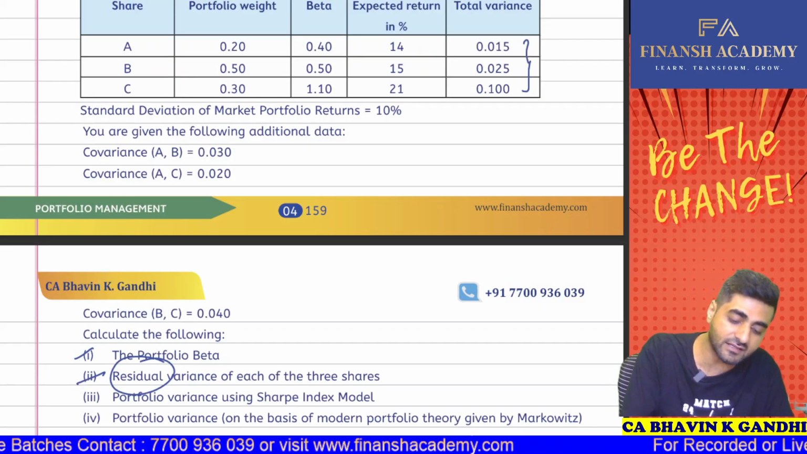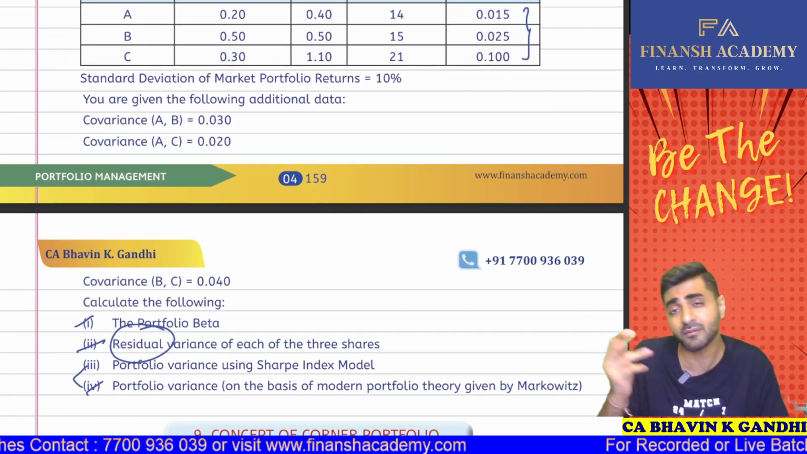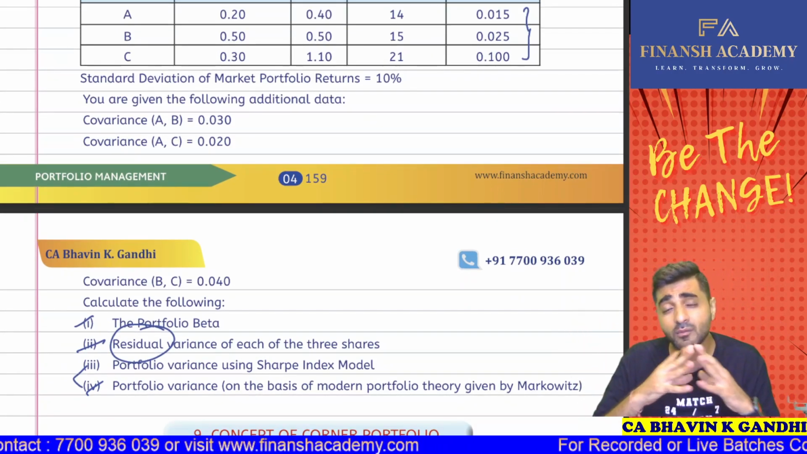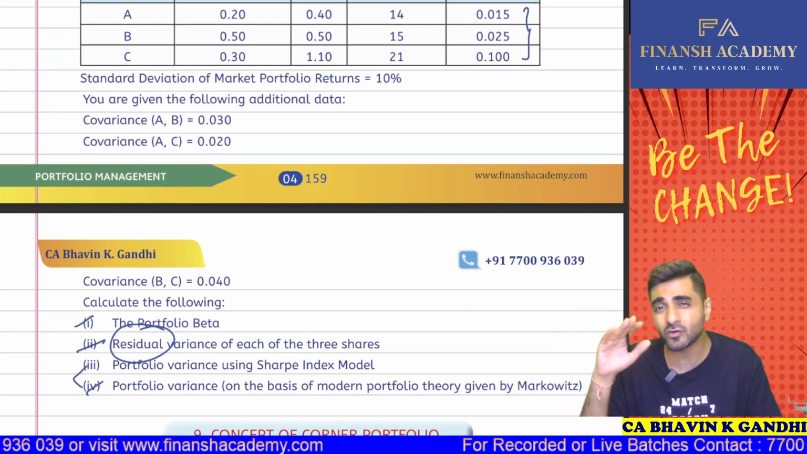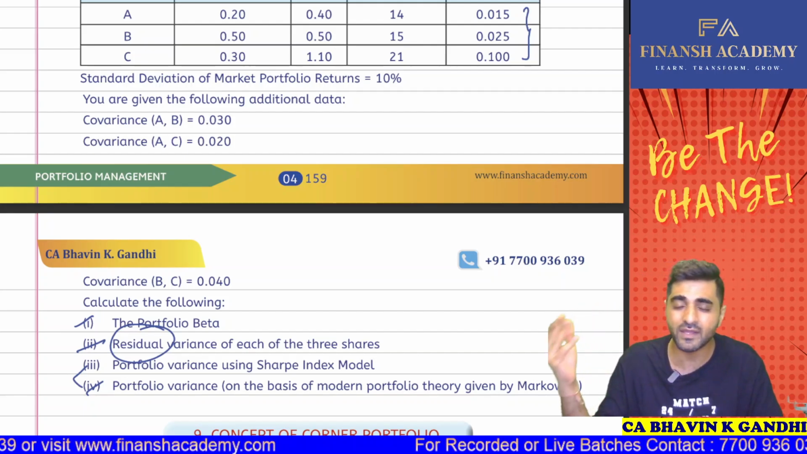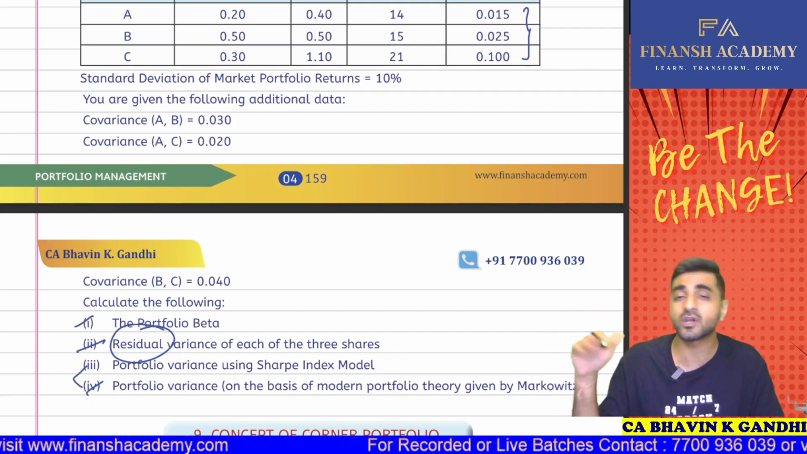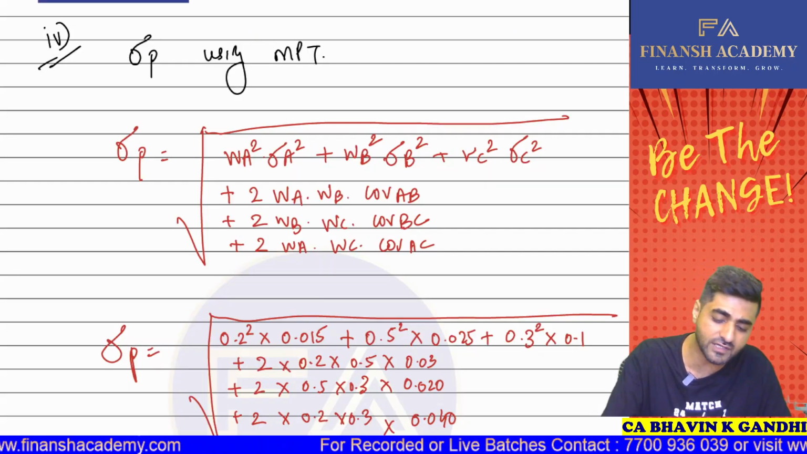And the fourth part is nothing but your Harry Markowitz. Okay, so modern portfolio theory. So we can calculate the risk of a portfolio by taking the root of weights of A square into variance of A plus weights of B square into variance of B. The same concept we are going to use.